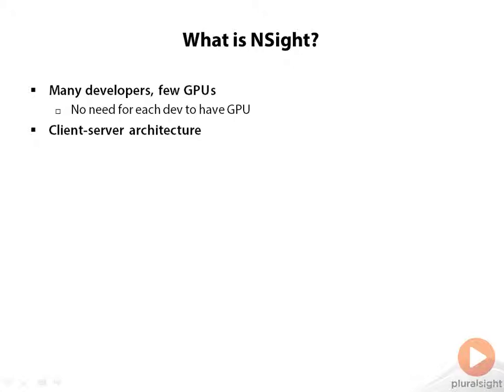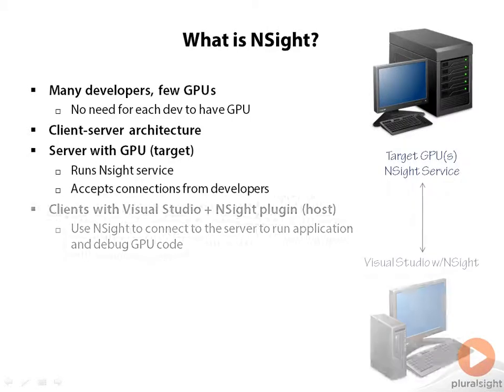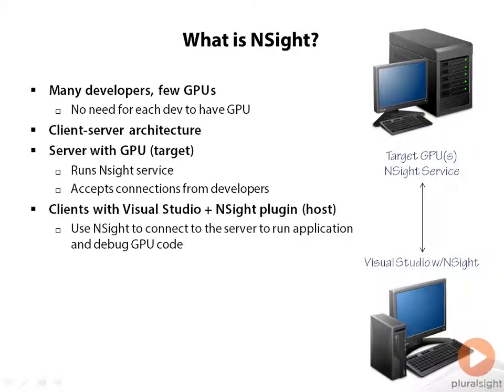And the idea is very simple. You basically have a server which has the GPU that you want to run your code on. The server sits somewhere, it doesn't really matter where. The only thing that matters is that you have the Nsight service running on that machine. And then you've got the clients. And these are basically just machines that have Visual Studio and the Nsight plugin installed. And these machines are used for development, and when they need to do some GPU profiling, they can simply connect to the Nsight service on the server and run their code, debug it, profile it, anything else they need.